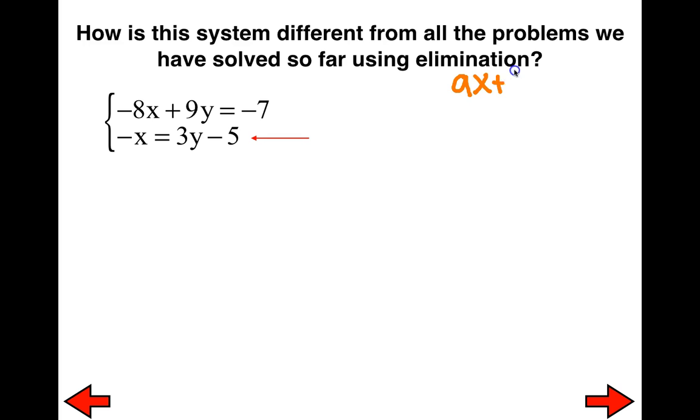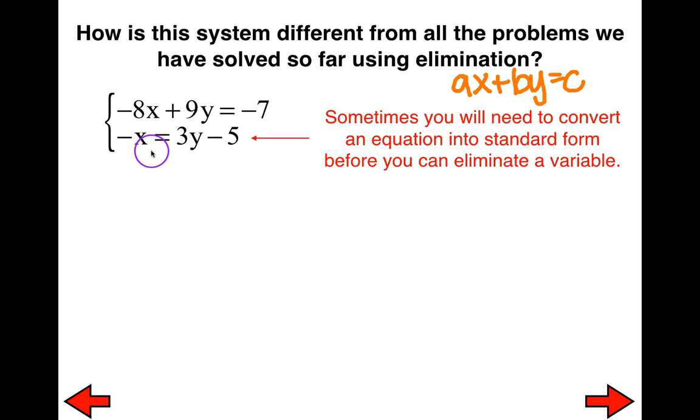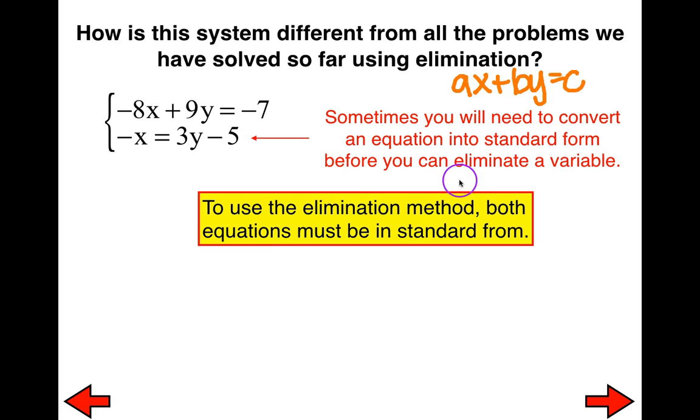Quick reminder, standard form is ax plus by equals c. So in other words, a and x are on the same side and the constant's on the other side. So here, it's not in standard form because y is on the right side. We need to move it over to the left. So what we're going to have to do is change it so that it is in standard form so that we can try to eliminate a variable.